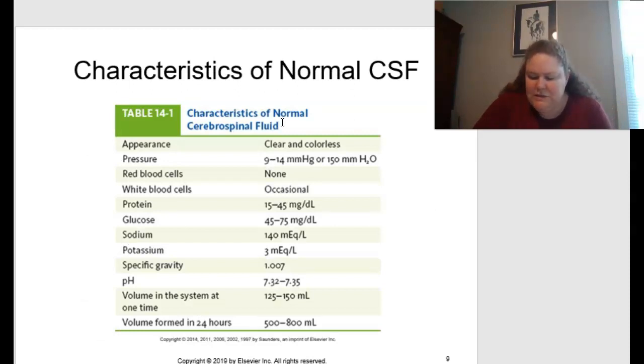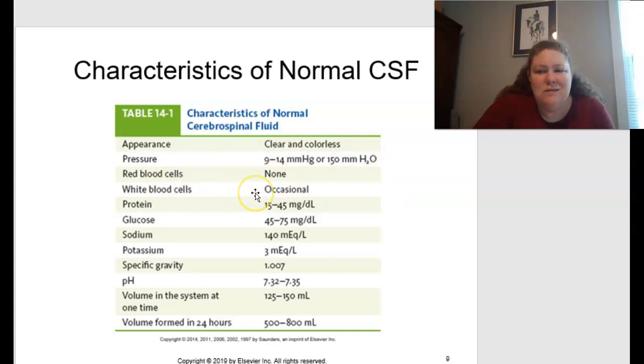So here are some characteristics of normal CSF, and this is on page 329, table 14.1. Again, it's clear and colorless. Sometimes it might have a slight yellow tinge, but we'll just call it clear. The pressure for normal is between 9 to 14 millimeters of mercury, and this is equivalent to 150 millimeters of water. There are no red blood cells.